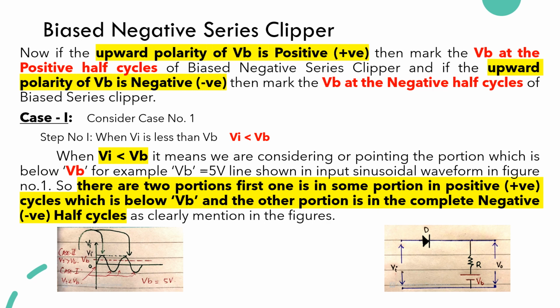So there are two portions. First one is in some portion in the positive half cycle as the arrowhead shows in case number 1. If you see the red arrow pointing some portions of the positive half cycle, and the other portion is in the complete negative half cycle, which I also mentioned in figure number 1 with red arrows in the negative half cycles, complete negative cycles, as clearly mentioned in this figure.